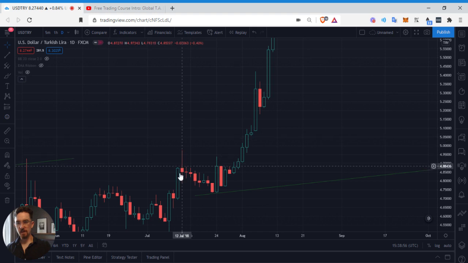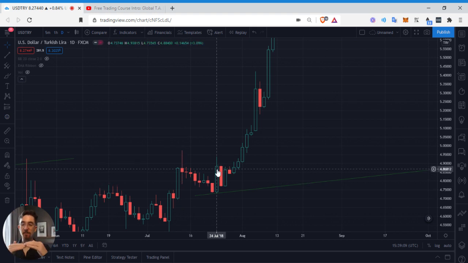See how the body was really small? That means the opening and closing prices were very close together. But the overall price action for that day is the wick. This is the wick going both upwards and downwards. So that's essentially where price has moved within that day. It's like the history of the price action, that's how you can think about it. But the actual open and close is the body.